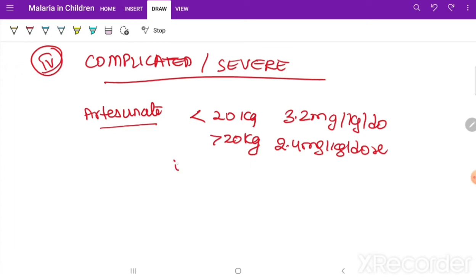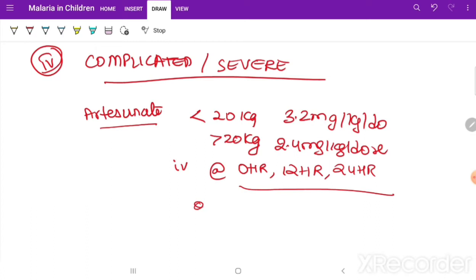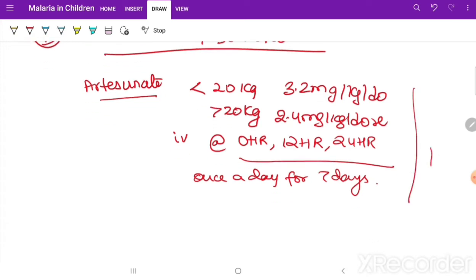So when do we give artesunate? IV at 0 hour, then 12th hour, then 24th hour. Okay, these 3 doses are over. Then once a day for 7 days. Once a day for 7 days. So total this comes to 10 doses actually.